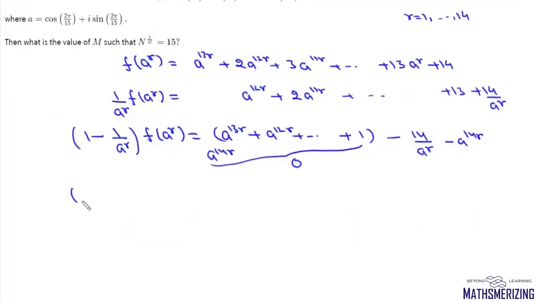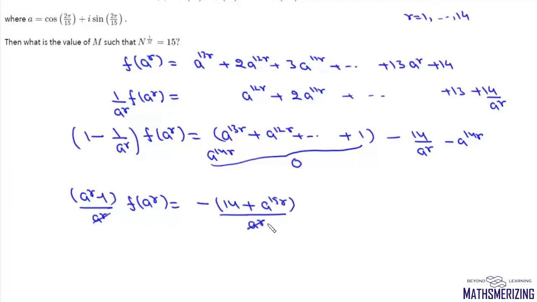So from here we'll get a to the power r minus 1 upon a to the power r, f(a to the power r) will be equal to minus 14 plus a to the power 15r upon a to the power r. Now this a to the power r will cancel. Now a to the power 15, it is 1. So this f(a to the power r) will be simply minus 15 upon a to the power r minus 1, or 15 upon 1 minus a to the power r.